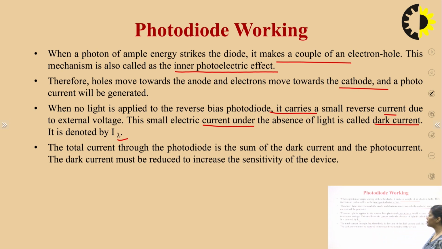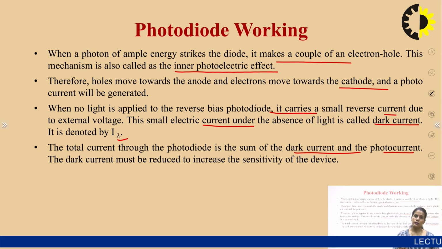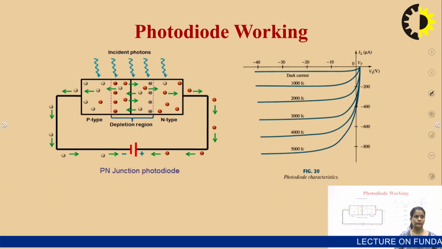The total current through the photodiode is the sum of dark current and the photocurrent. One is the current that is produced due to the minority charge carriers without the photon energy. Another one is the charge carriers due to the application of photonic energy. So the total current in the photodiode is the sum of both types of current.